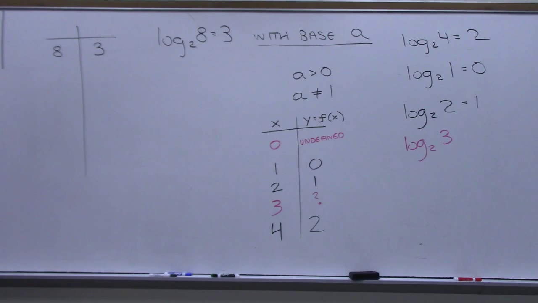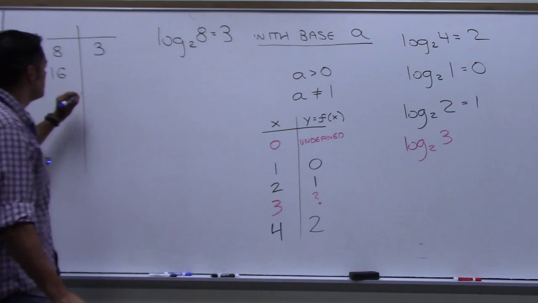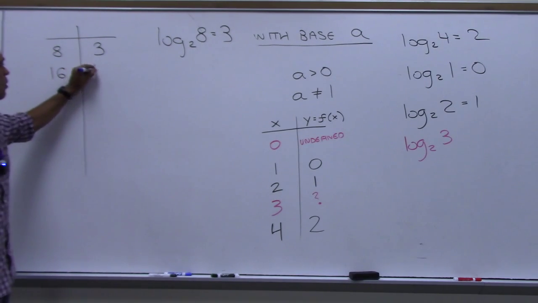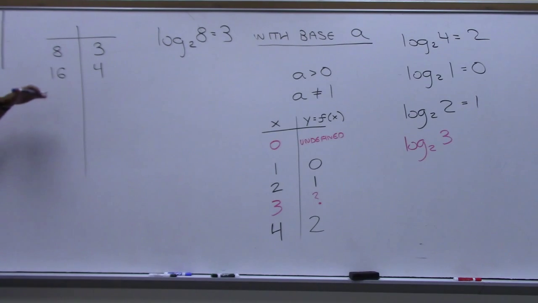16 would be the next power of 2. 16, and what should it spit out? 4. And I could keep going. Next one I would plug in would be 32. We get 5, 64, right? And keep going like that. So I think we have an idea of what's happening on that side with positive numbers.